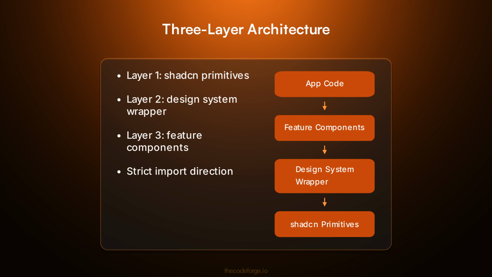Layer 1 is the raw Shadcn primitive. Layer 2 is your design system wrapper that applies design tokens and enforces accessibility. Layer 3 is feature components built from Layer 2 wrappers.